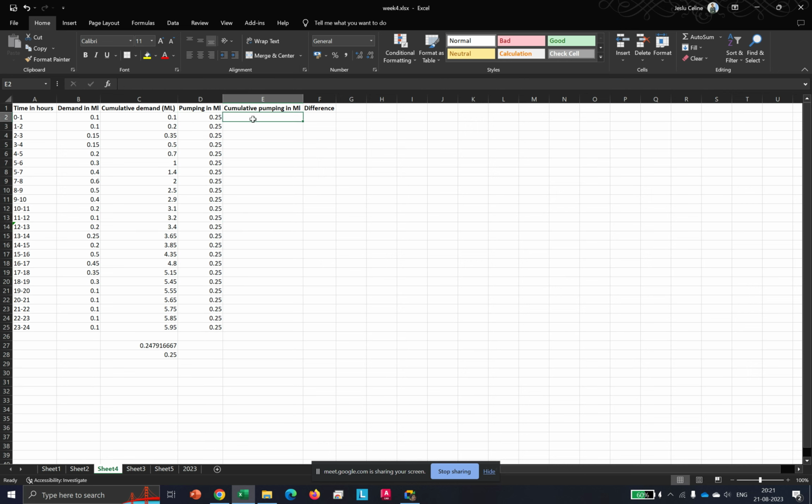So now the same method. This one would be 0.25 itself. And this would now be the previous value plus the value for that particular hour. Or we can just keep multiplying it. That's also fine because it's the same value.